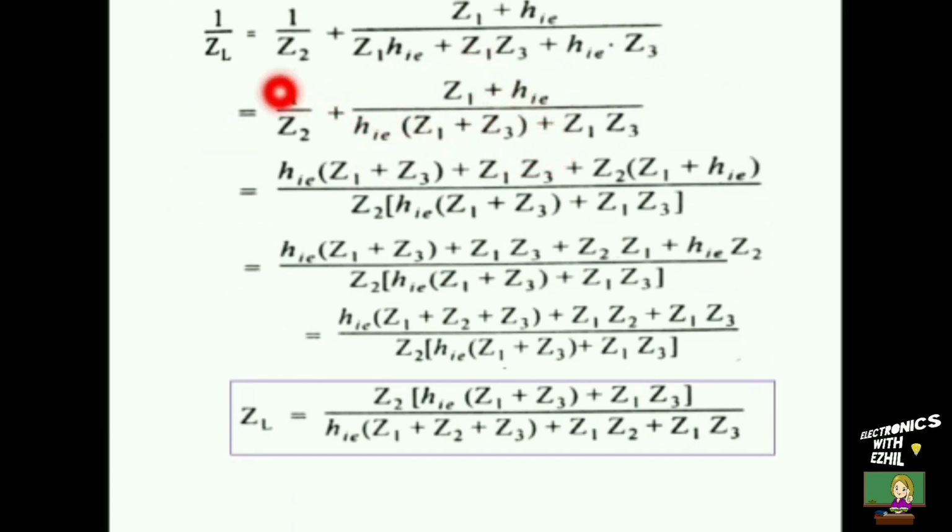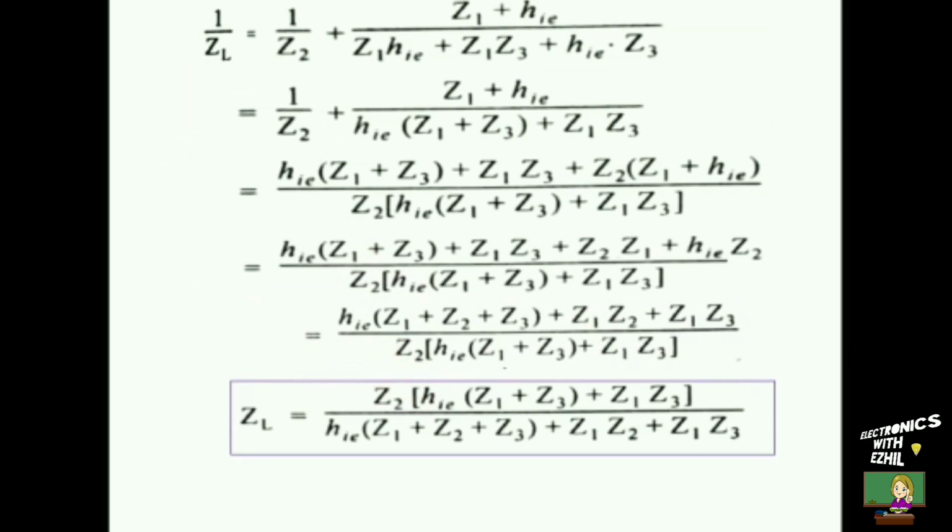Now we will take the LCM for this expression. So this becomes 1 into this term plus Z2 into Z1 plus hie, divided by Z2 into the denominator of the second term. Now let us bring this Z2 inside. So it becomes Z2 into Z1 plus Z2 into hie, divided by the denominator. We'll take hie commonly out between this first term and last term. So it becomes hie into Z1 plus Z3 plus Z2, plus these two terms written as they are, divided by the denominator. And this expression is equal to 1 by ZL.